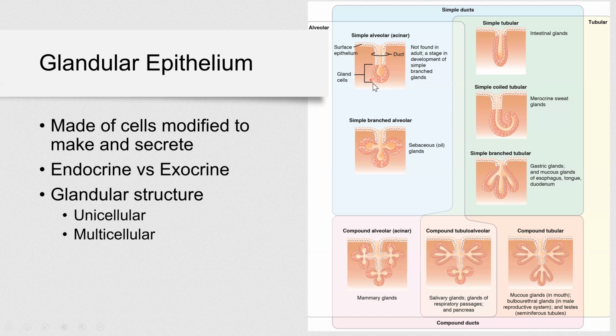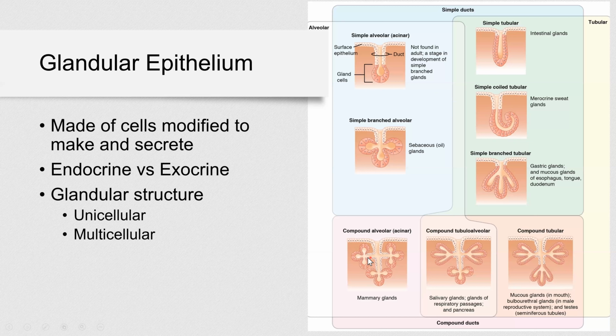So it can be simple alveolar. Now the gland cells, they look like a sac, right? Or simple branched alveolar. So you see those sacs, those are alveolar, or it can be simple tubular, or simple branched tubular, simple coiled tubular. So the first word in the name will be simple if we only have one duct over here. Now those cells that show a lighter color, they do not secrete. Those that show in a pinkish color, those are secretory cells.